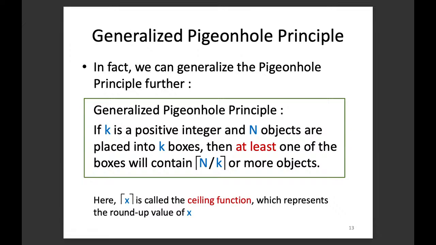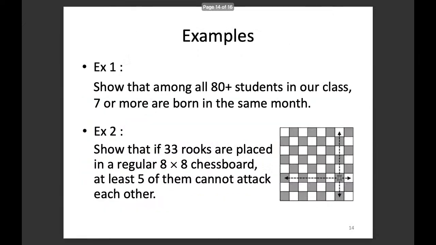Okay, so how do we prove this? The proof is again by contradiction. You can try it by yourself, but you need to be careful about this ceiling thing. You can check the OCW recording for the explanation. Now, suppose that we know this generalized principle, so we can solve a couple of examples here.